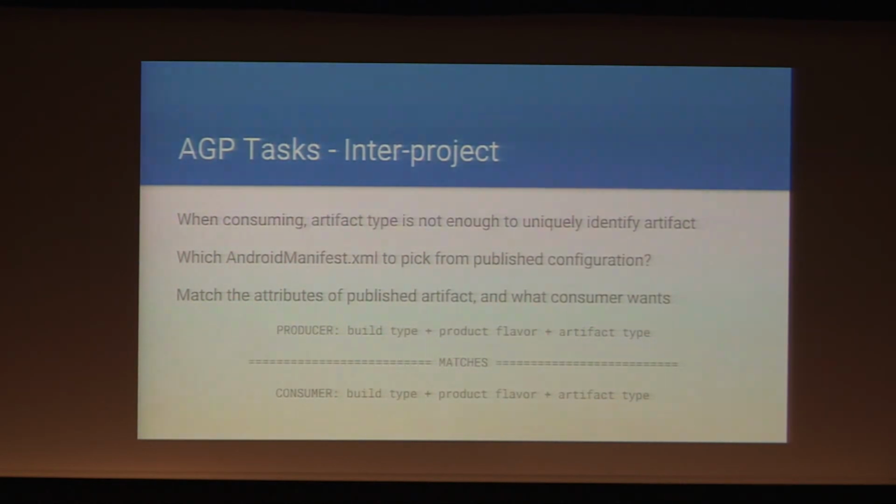Now, on the consumer end, when we would like to fetch an artifact, that artifact is fetched in the context of a specific variant. And while we know that the artifact type is ArtifactType.MANIFEST, we also know the build type and product flavor of the consuming variant. What we do here is try to find a full match between all of these attributes, and once the match occurs, we know that that is the artifact that we actually would like to depend on in the application project. I hope it makes sense. It took me a while to figure this out.